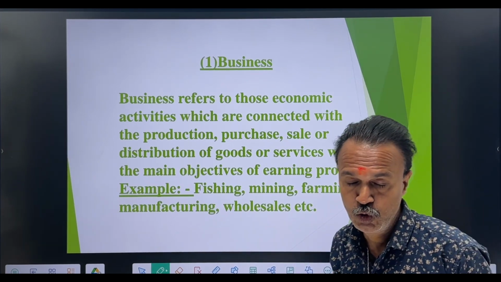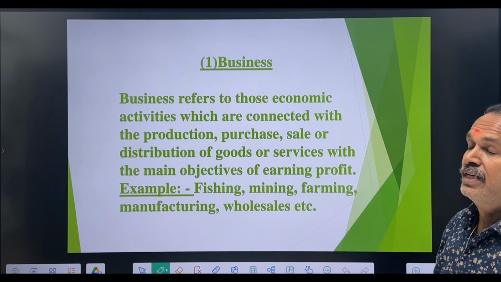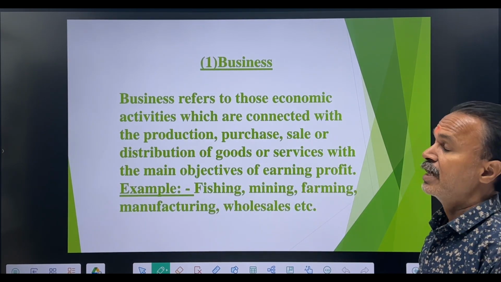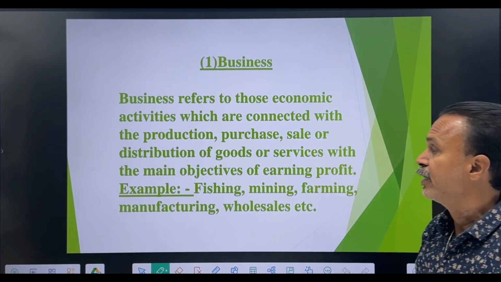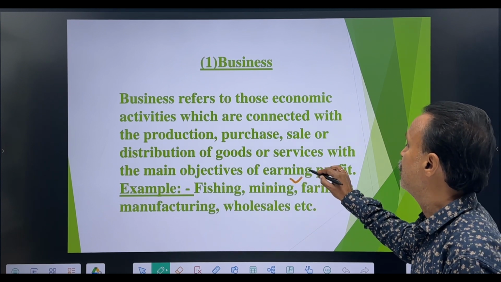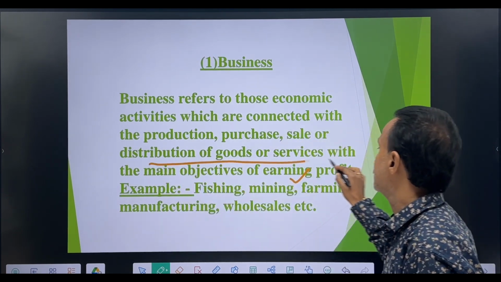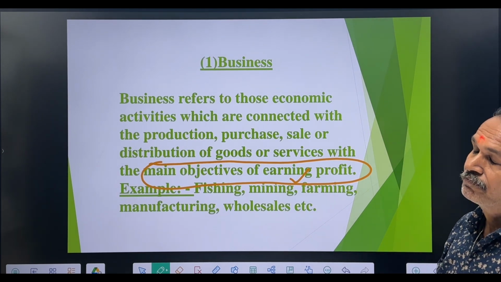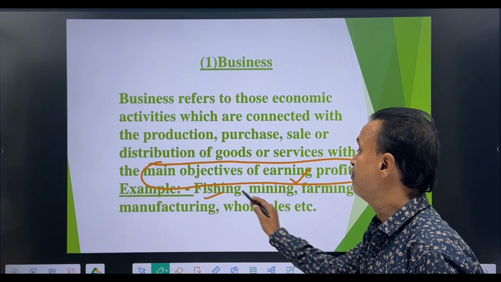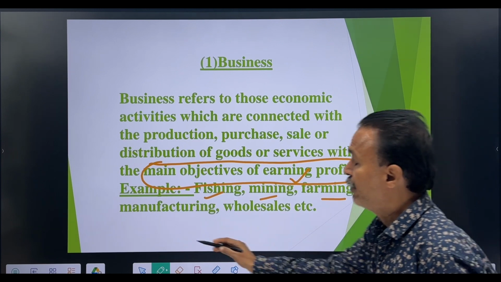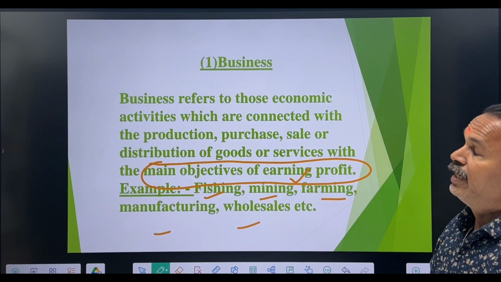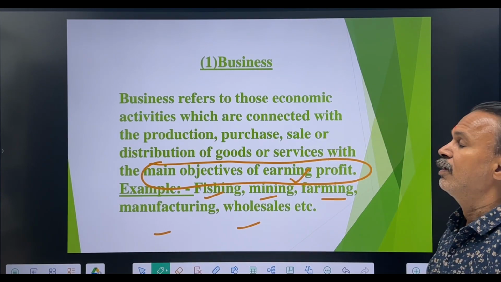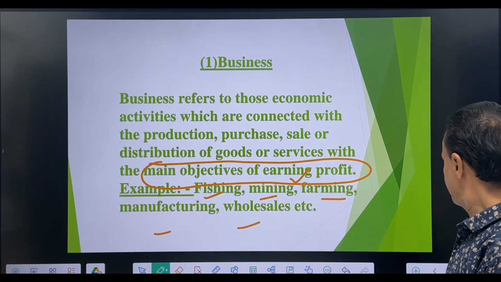Business refers to those activities which are concerned with production, distribution and exchange of goods and services with the main object of earning profit. It is called business. The main objective of the business is earning profit. For example, fishing, mining, farming, manufacturing, wholesale, retail, etc. The person who does the work of business is called a businessman.